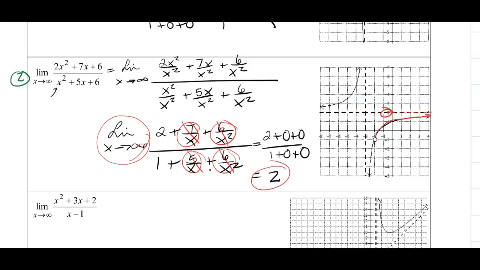You might say, well, but I can use that shortcut 2 over 1, and I get 2. And you can do that for a multiple choice question. But you also have to be able to do the justification using limits. You have to show each of these steps in order to justify the existence of the horizontal asymptote with limits. And I promise you there will be a question like that in the free response on the AP exam.